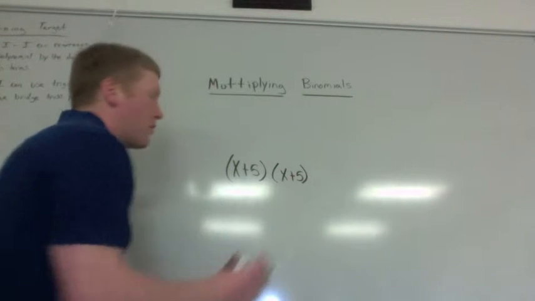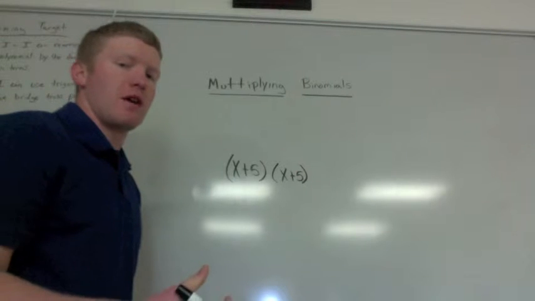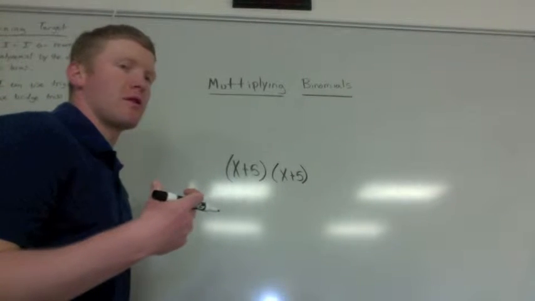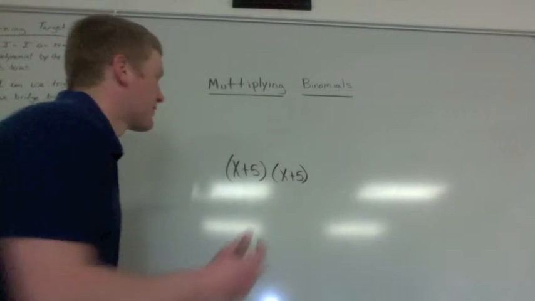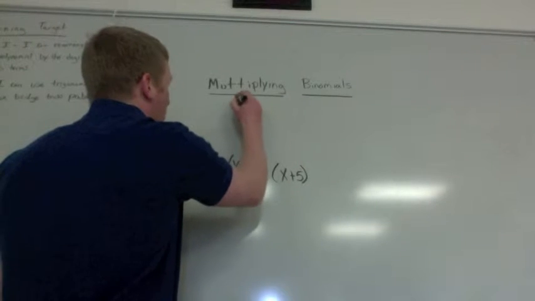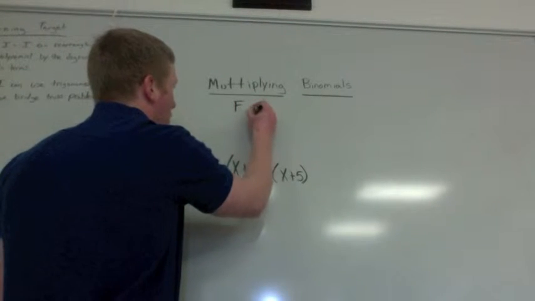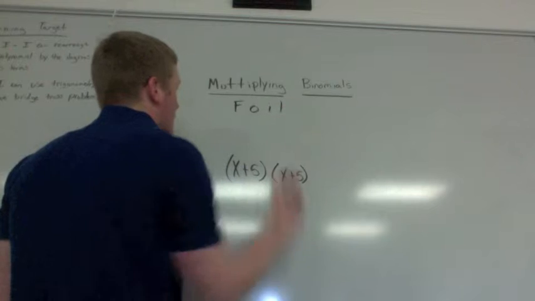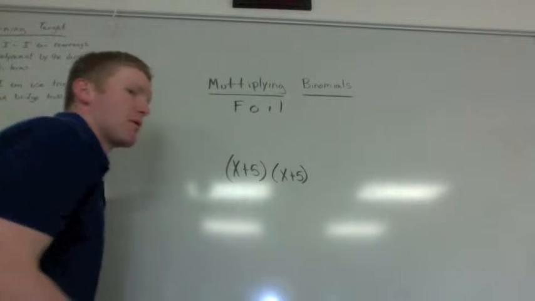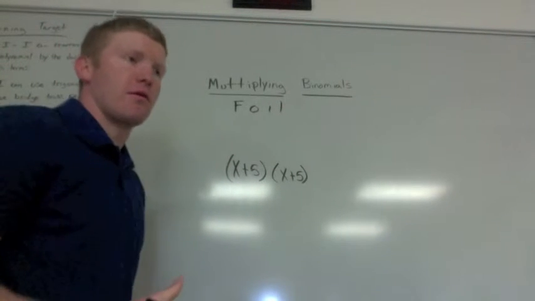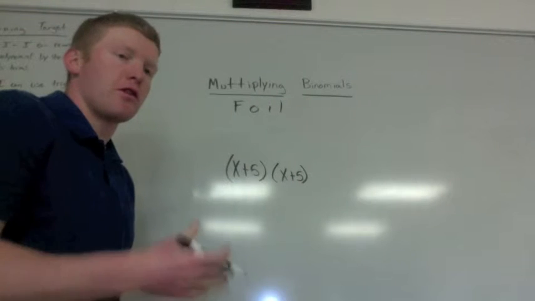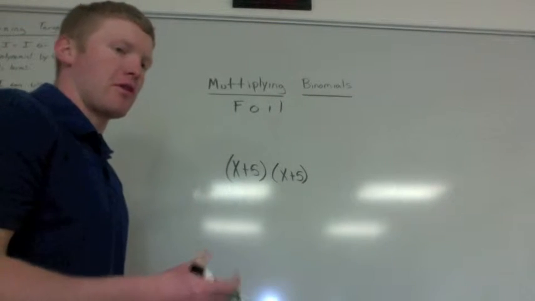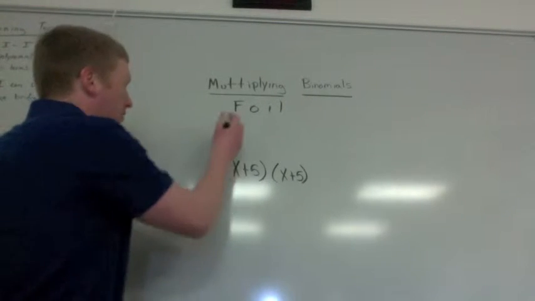Well, in order to multiply two binomials, you have to use something called the FOIL method. FOIL method, spelled F-O-I-L, has certain words that go with each letter. F stands for multiplying the first terms of the two binomials. So F stands for the first terms.